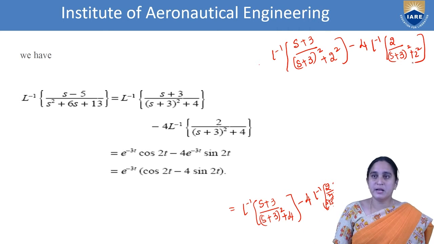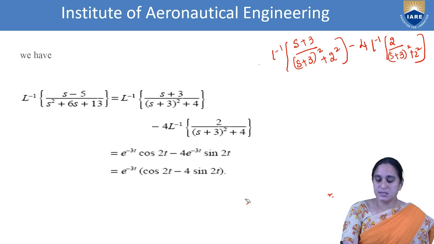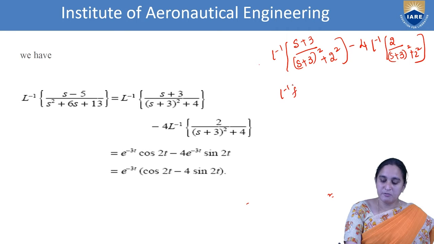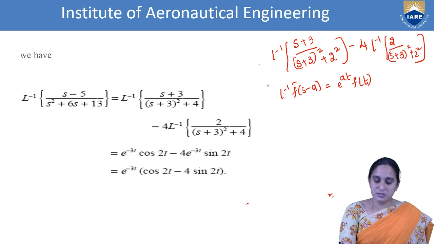Now, by using the first shifting theorem, what is the theorem statement here? Once again, I'll write that theorem statement, that is Laplace inverse of f bar of (s minus a) is equal to e power at into f of t. This is the first shifting theorem property.